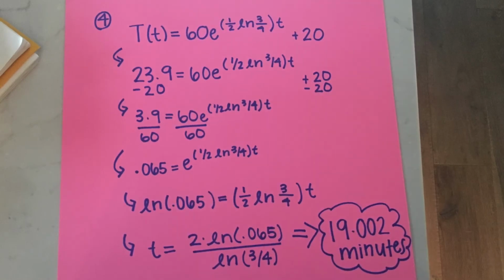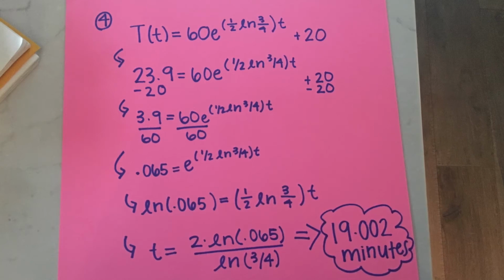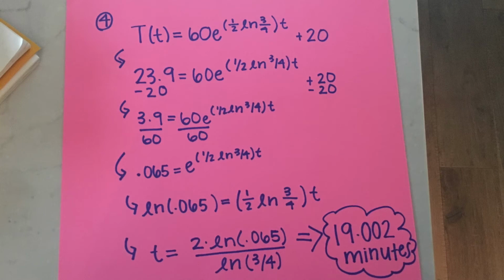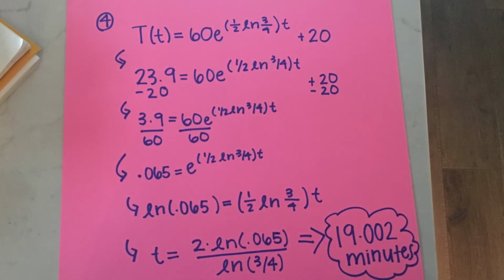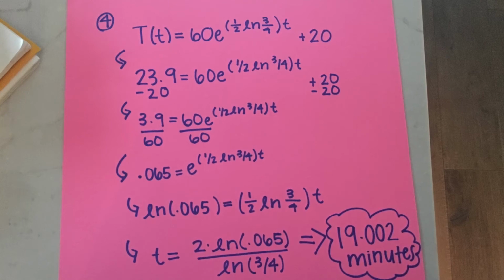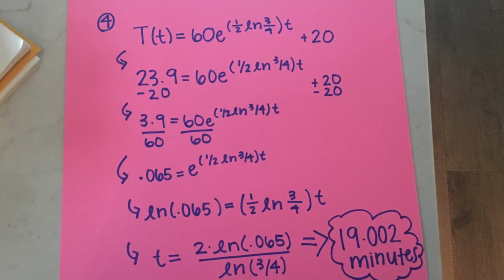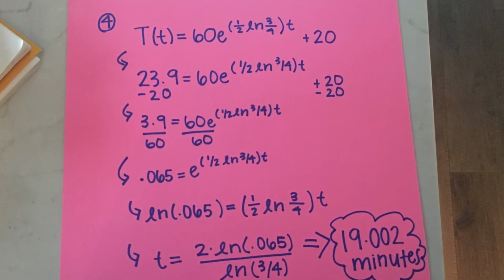So we want the pie to cool to 23.9 degrees Celsius, so that is going to be our capital T, or temperature. And we're going to solve for lowercase t, or time. So we'll have 23.9 equals 60e^((1/2)ln(3/4)t) plus 20. We then subtracted 20 from both sides, then divided by 60 on both sides. So now we are left with 0.065 equals e^((1/2)ln(3/4)t).